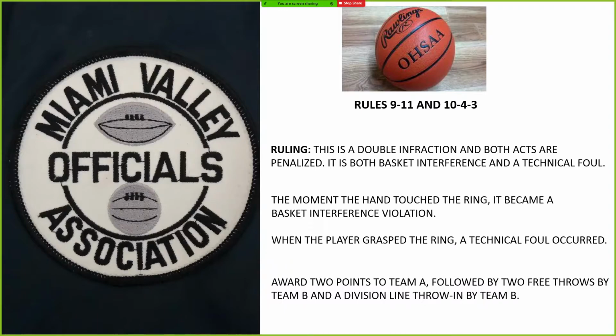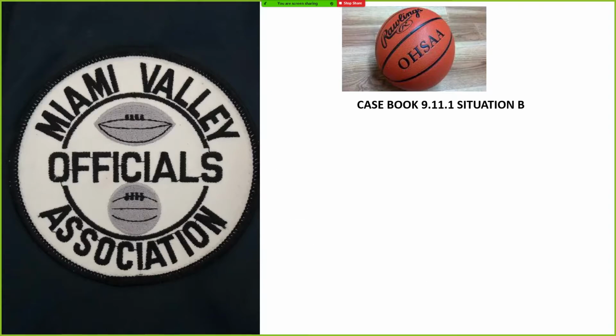10-4-3. I would like to state that by rule, the officials would be correct to penalize both infractions. But a good official understands the intent of the rule and applies that when they either make a call or pass on a call. In this instance, the grabbing of the basket had no effect on the play, and the right call would be just basket interference. Rayshawn will now tell us about the casebook play that corresponds to this play. It's all yours, Ray. Thanks, Thurman.